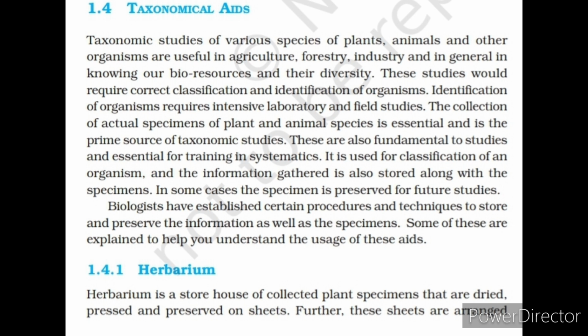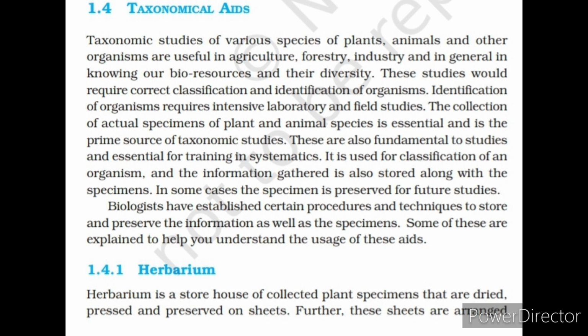Identification of organisms requires intensive laboratory and field studies. The collection of actual specimens of plant and animal species is essential and is the prime source of taxonomic studies. These are also fundamental to studies and essential for training in systematics. It is used for classification of an organism, and the information gathered is also stored along with the specimens. In some cases, the specimen is preserved for future studies. Biologists have established certain procedures and techniques to store and preserve the information as well as the specimens. Some of these are explained to help you understand the usage of these aids.